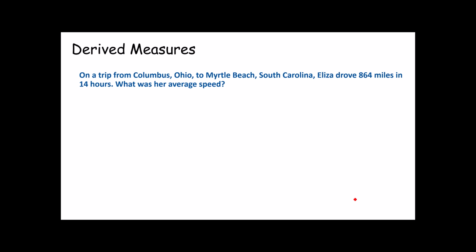So, last question. On a trip from Columbus, Ohio to Myrtle Beach, South Carolina, Eliza drove 864 miles in 14 hours. What is her average speed? Notice in the question they use the word speed. As soon as I see speed, I think back to, oh yes, speed is distance divided by time, or in this case, the speed is 864 miles in 14 hours. Her speed then would be this unit rate. I divide that out, and it's 61.7 miles per hour.